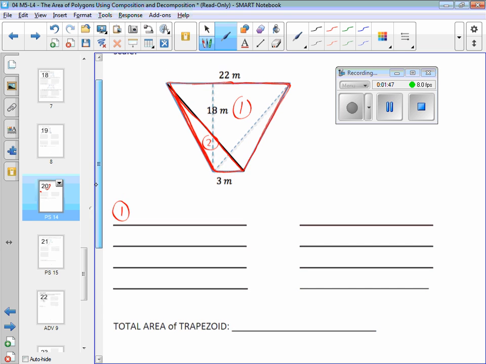What is the formula for the area of any triangle? Aiden. Base times height, divide by 2. Okay, of triangle 1, what's the base? What's the base? Steppy. Does everybody see 22? Yeah. Okay, great.